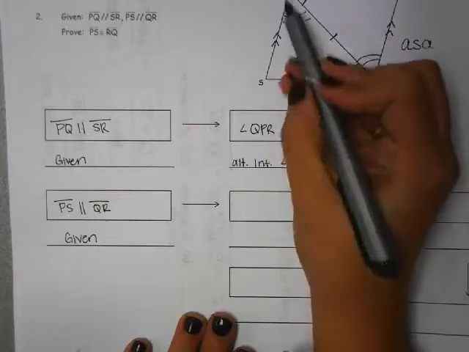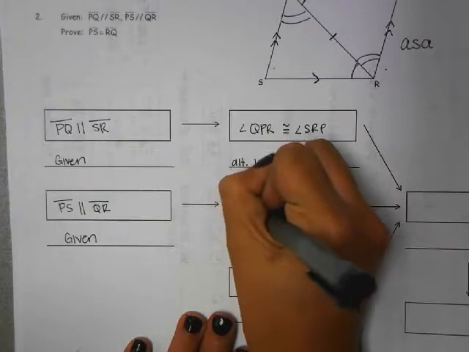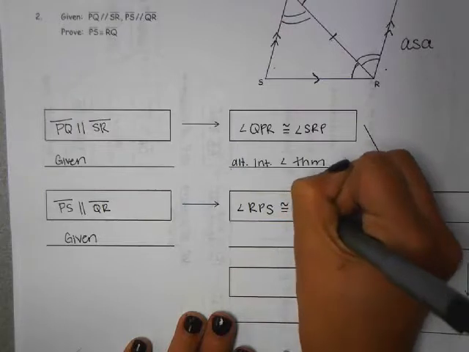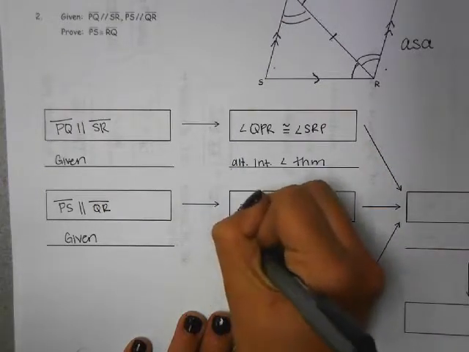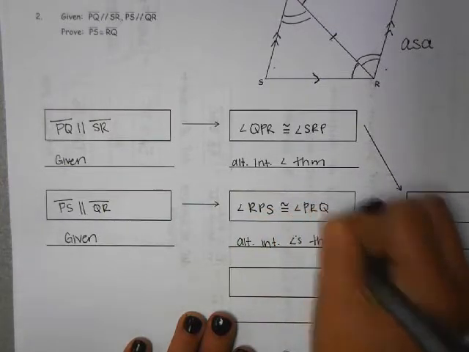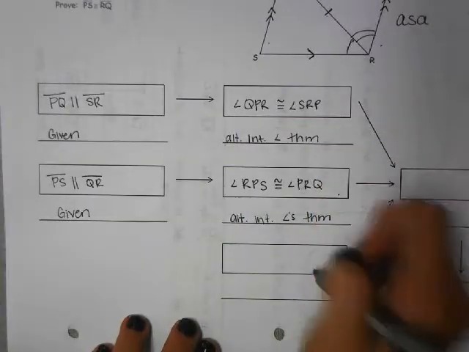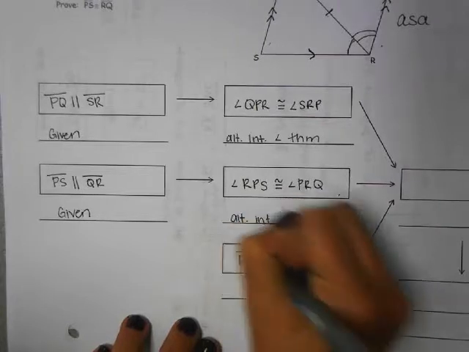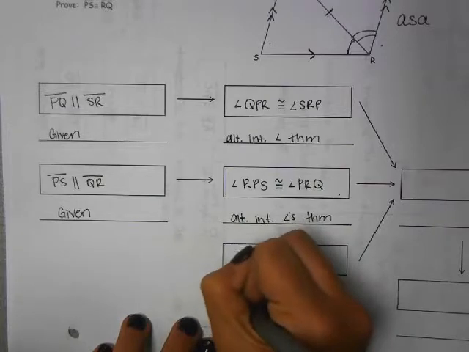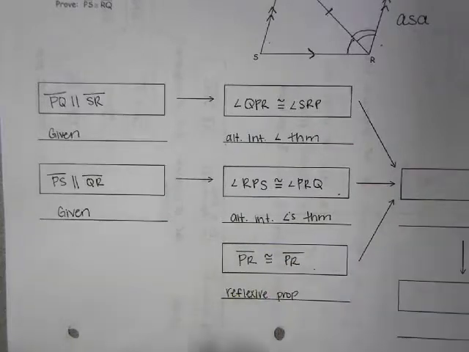Okay, so then we know PS is parallel to QR, so we know that angle RPS is congruent to angle PRQ. And this is from the alternate interior angles theorem also. Okay? And then the last thing we need to state, we have our angle, let's state our side. So we could say PR is congruent to PR, and this is by the reflexive property.